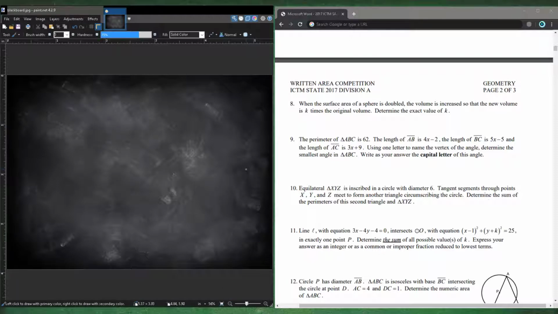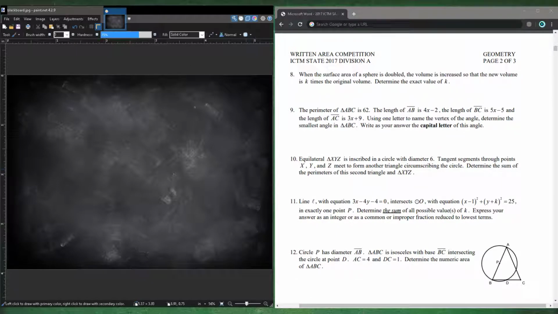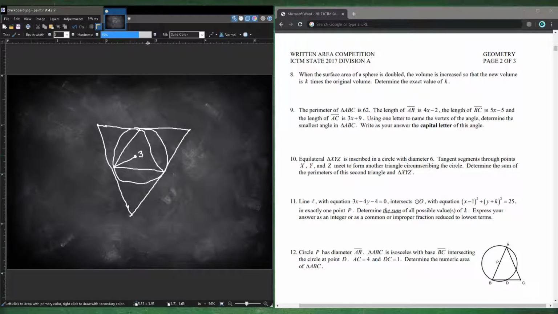Number 10, equilateral triangle XYZ is inscribed in a circle with diameter 6. So we have a circle, okay, and we have a triangle in there, and it has a diameter 6. So let's just do the radius, which is just 3. And then the tangents to those points form another triangle. So, okay, so it's tangent. Okay, determine the sum of the perimeters of the second triangle and XYZ. So basically, we need to find the sum of the perimeter of this triangle and this triangle.